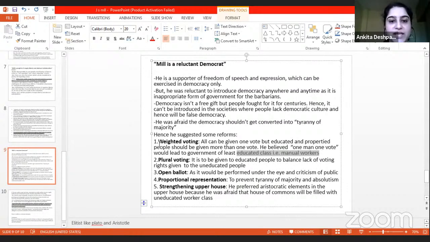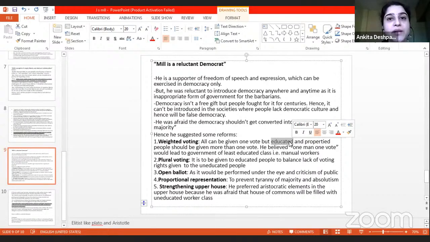So that's the reason why he gave weighted voting. To whom? To the educated class. Why? Again, the concept of Plato. If you have education, you're good enough. Like Aristotle said, if you're educated, you should be given citizenship. So education for even J.S. Mill is very important because educated people can think rationally and can make use of the concept of freedom of speech and expression, is what J.S. Mill felt. So educated people and propertied people.